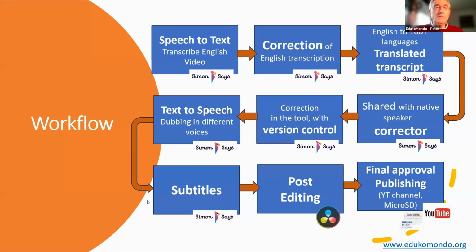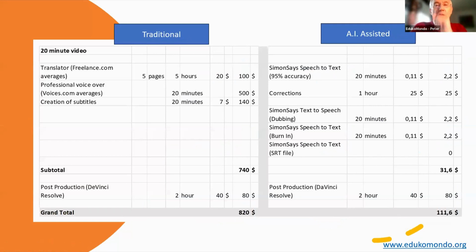See if it works. Yeah. So I made a very quick and a little bit of a rough comparison between the traditional pricing model and the new pricing model based on artificial intelligence. So on the left side, you see typically for a 20-minute video, you would need a translator, and I've used the average pricing on freelance.com, which is like $20 a page. So it will cost you $100.